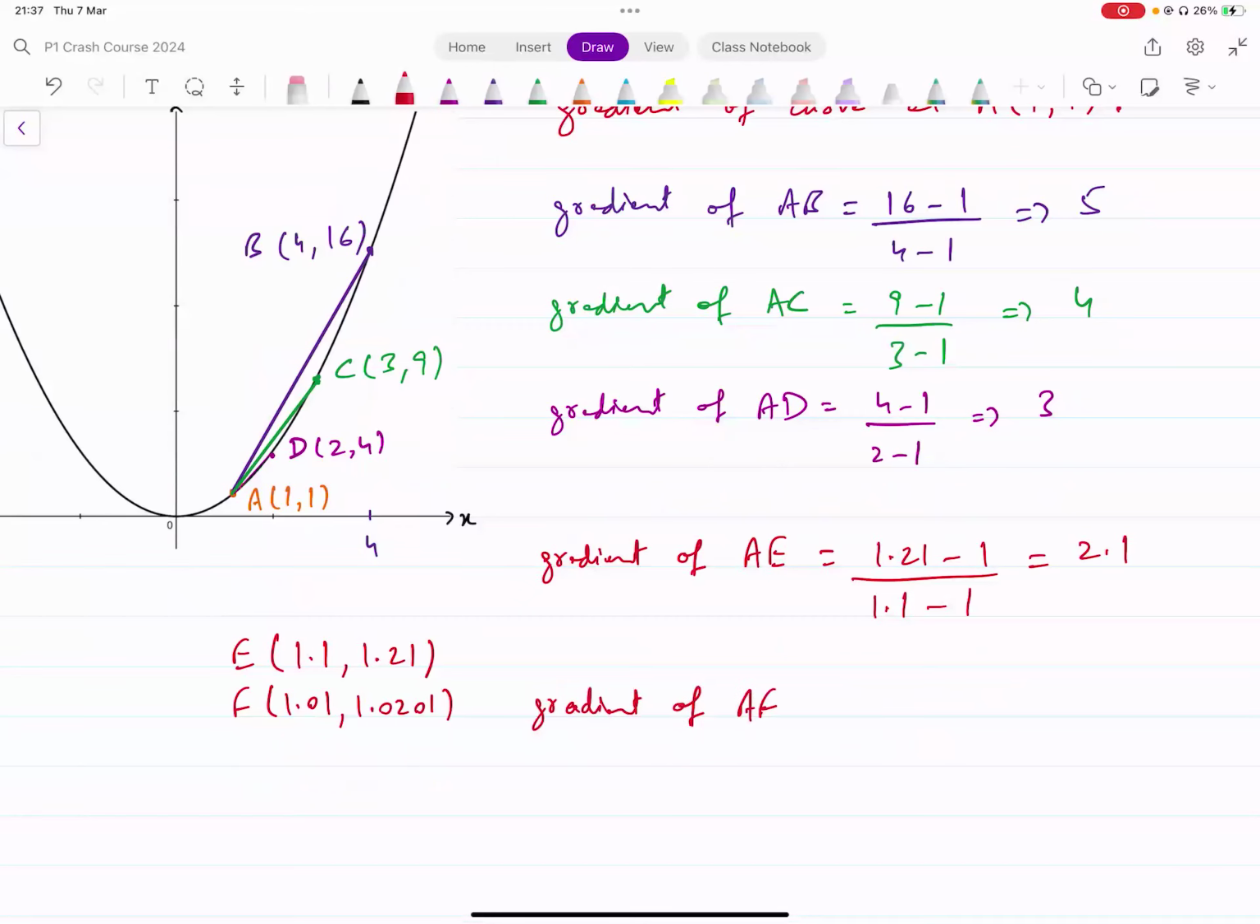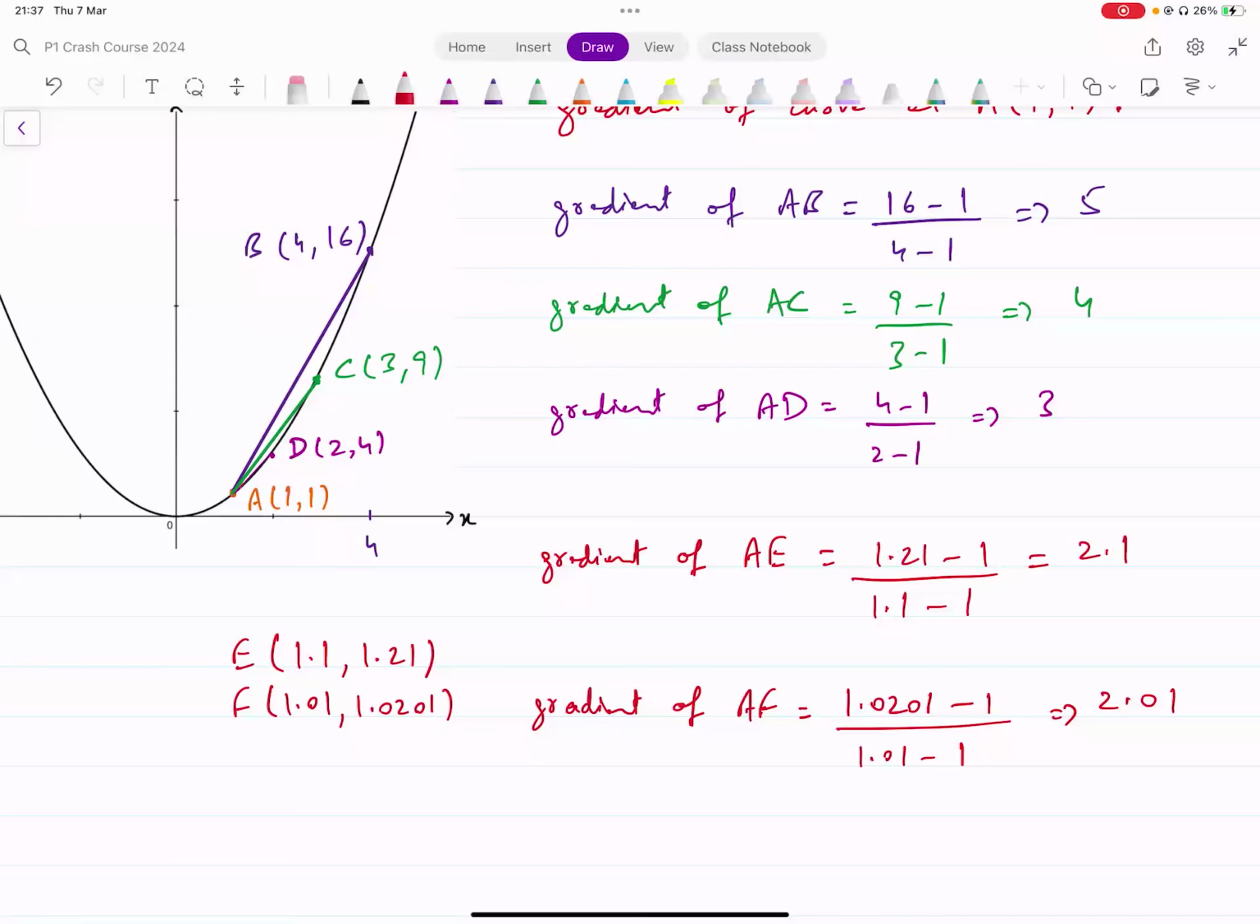And the gradient of AF, what does that turn out to be? 1.0201 minus 1 divided by 1.01 minus 1, that gives us 0.0201 divided by 0.01, and that's giving me 2.01. No, it's not 1, it's 2.01. Let me try again. 0.0201 divided by 0.01, that's 2.01.